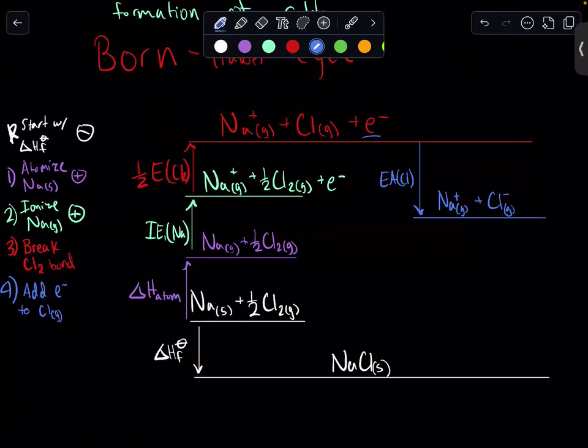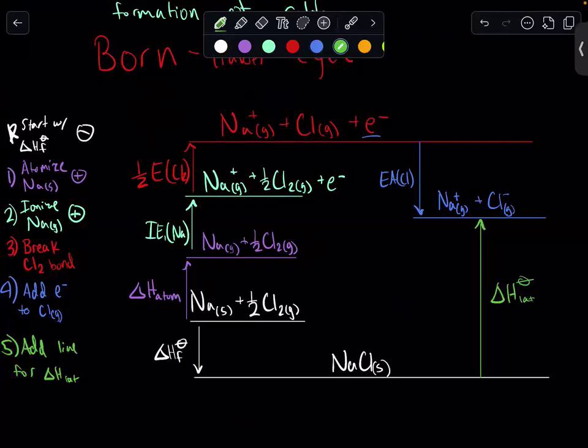The last part is we're going to add a line for delta H lattice. Delta H lattice is this positive line. We know it's positive because taking the lattice structure and breaking it is breaking a lot of bonds, and therefore that is endothermic. Alrighty, here's our Born-Haber cycle.